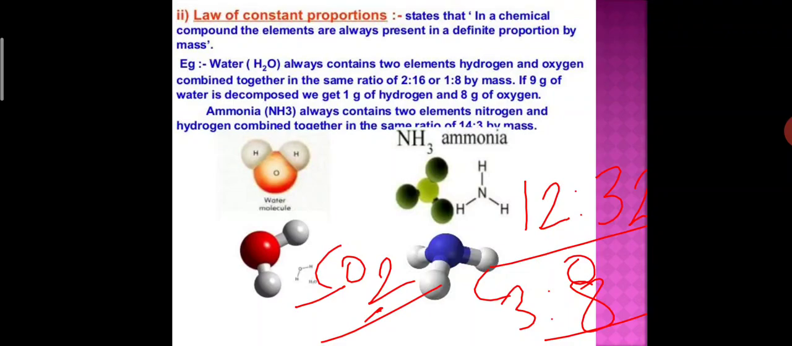So what is the law of constant proportion? The law of constant proportion states that in a chemical compound the elements are always present in a definite proportion by mass. We have taken many examples, and you can find many other examples that follow the law of constant proportion.